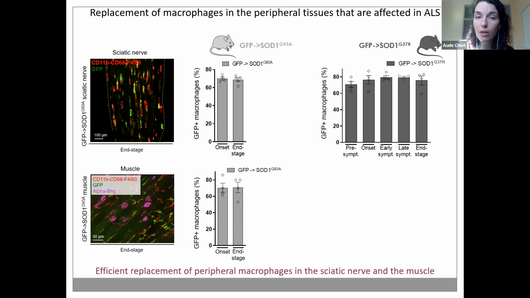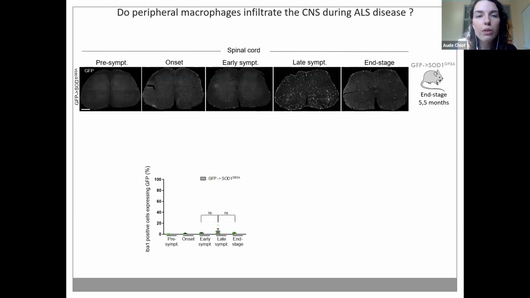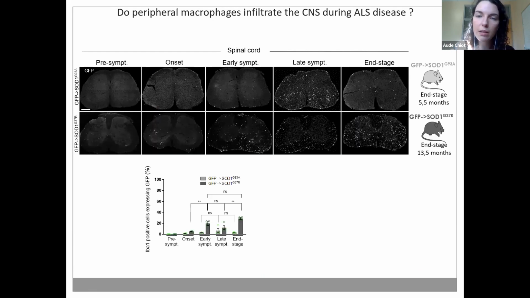We then looked at what's going on in the spinal cord. Here is a timeline of the spinal cord of the SOD1-G93A mice, the shorter disease mice, where you can see that there's not a lot of infiltration. We have a slight and transient increase at the late symptomatic stage that is completely gone at the end stage. When we looked at the longer progressing SOD1-G37R mice, we had a small increase at the early symptomatic stage that was maintained until the late symptomatic stage, and an increase at the end stage of the disease. Overall, at the highest rate of infiltration, less than 40% of the macrophages were GFP, meaning that most of the cells are still the endogenous microglial cells.